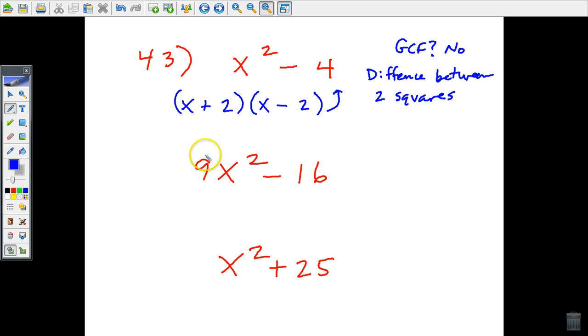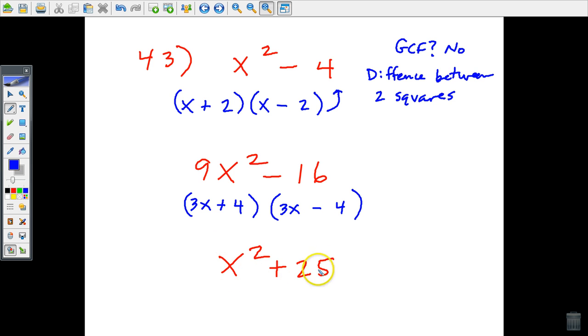Just threw this one in as another example. Notice two perfect square terms. Both of these have perfect square roots. And so the factoring looks like this. The square root of 9x squared is 3x. The square root of 16 is 4. I'll make one of the groups plus and the other one minus, and we are done.